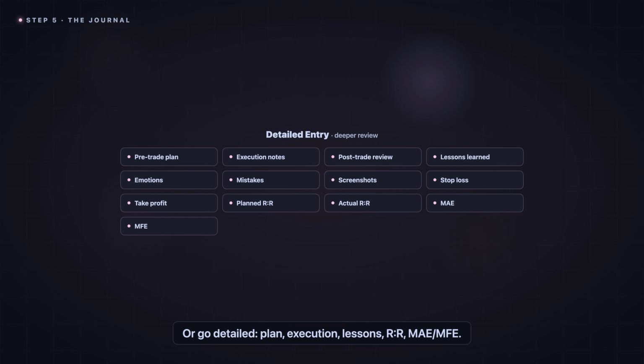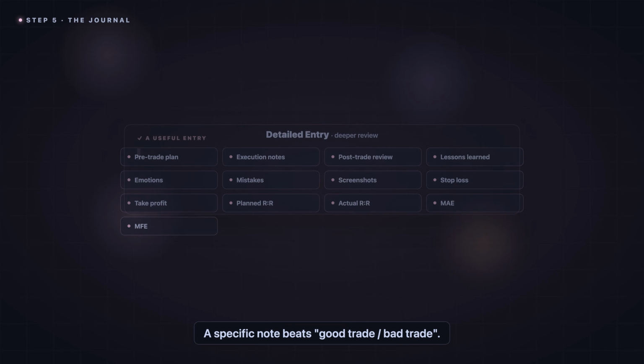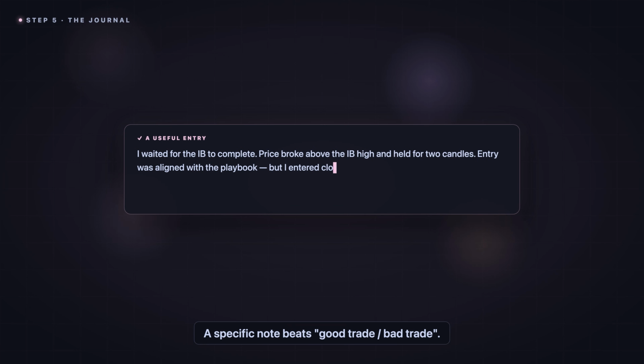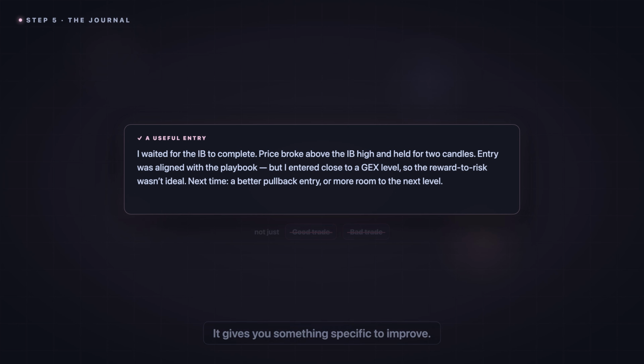A good journal entry might say something like, I waited for the IB to complete. Price broke above the IB high and held for 2 candles. Entry was aligned with the playbook, but I entered close to a GEX level, so the reward to risk wasn't ideal. Next time, I need either a better pullback entry or more room to the next level. That note is much more useful than just writing, good trade or bad trade. It gives me something specific to improve.